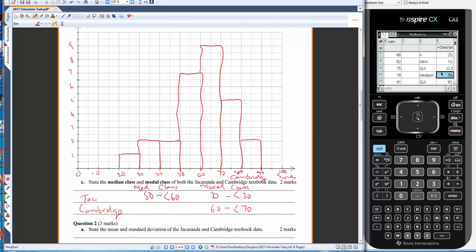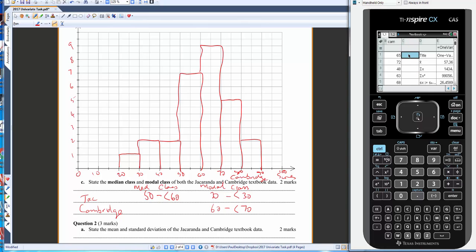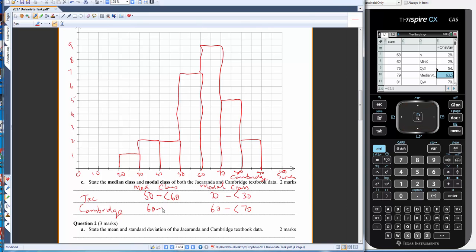And let's do the same thing for the Cambridge data. So we're going to go menu 411 on the Cambridge data, and let's go down and check it out. So the median is 63.5, which means it must have happened between 60 and less than 70.